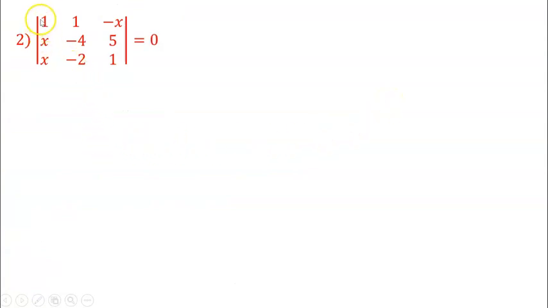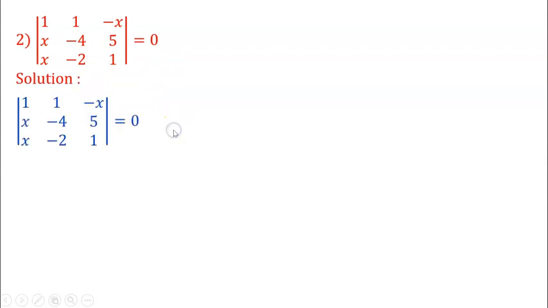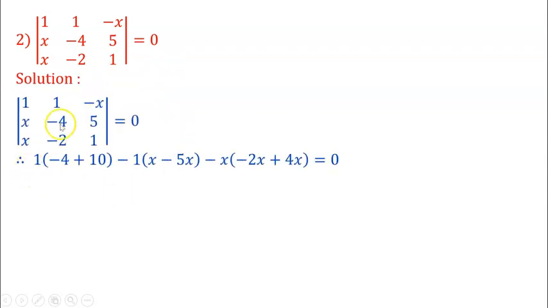Second example, 1, 1, minus x, minus 4, 5, x, minus 2, 1, and that's equal to 0. Again the simplification, 1 into minus 4 into 1, you will get here minus 4, minus 2 into 5, minus 10, but by default there is a minus sign, and that minus and minus will become plus here. Okay, next here minus sign, again for the middle term it has by default minus sign.